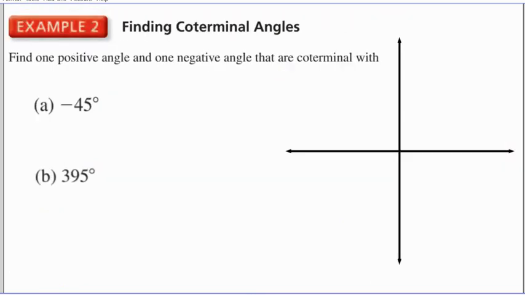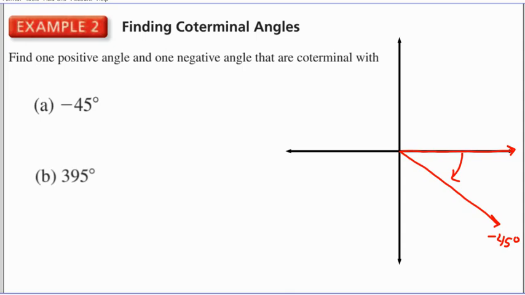For our next example, we want to find coterminal angles. We want to find one positive angle and one negative angle that are coterminal with each of these. Okay, so our first one, we have a negative 45-degree angle. If you remember, negative means I'm going down from my initial side. So I'm going down. 45 is half of 90. So that's a negative 45-degree angle.